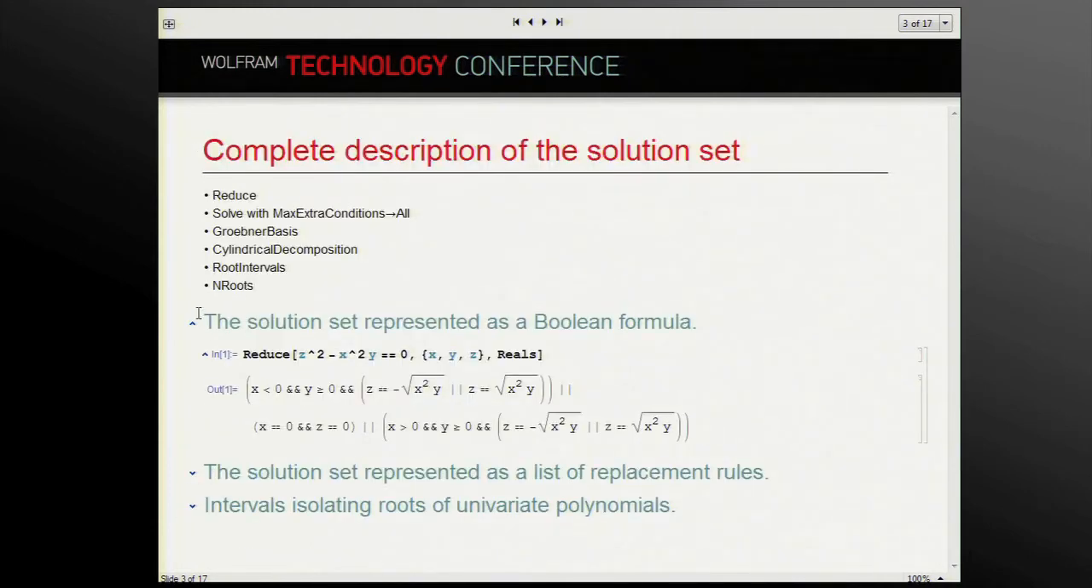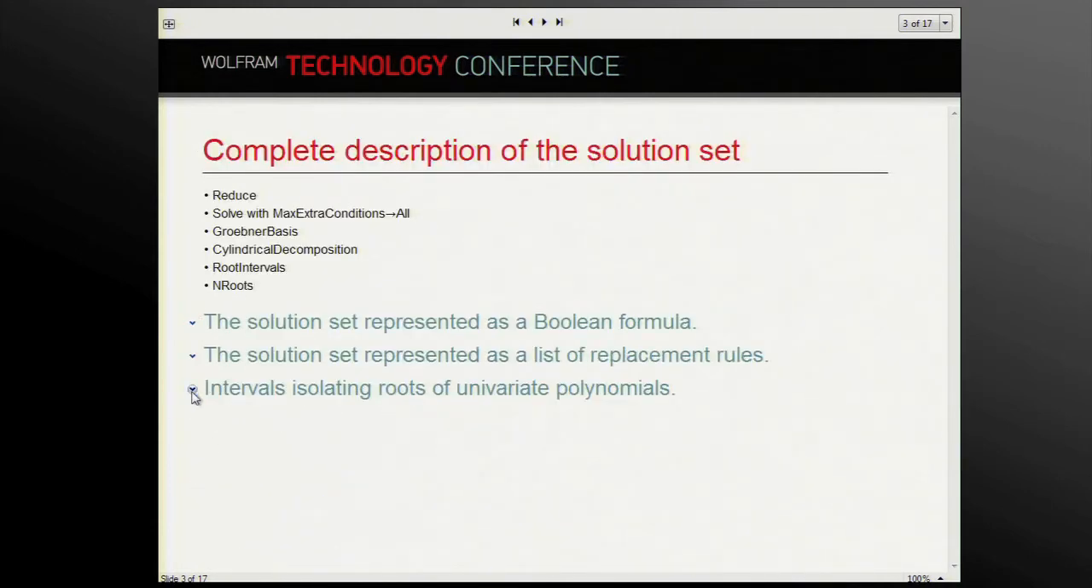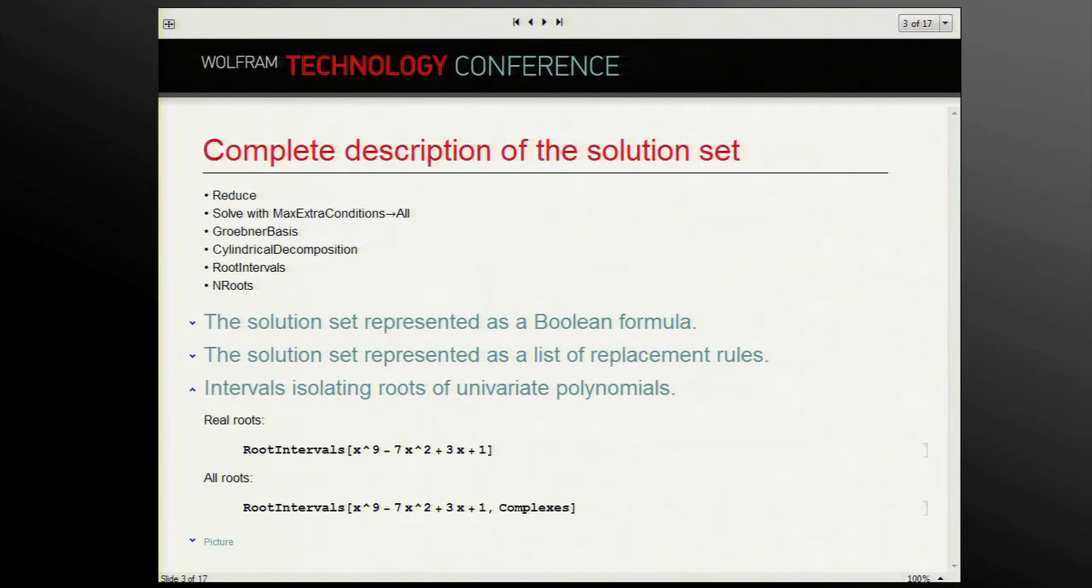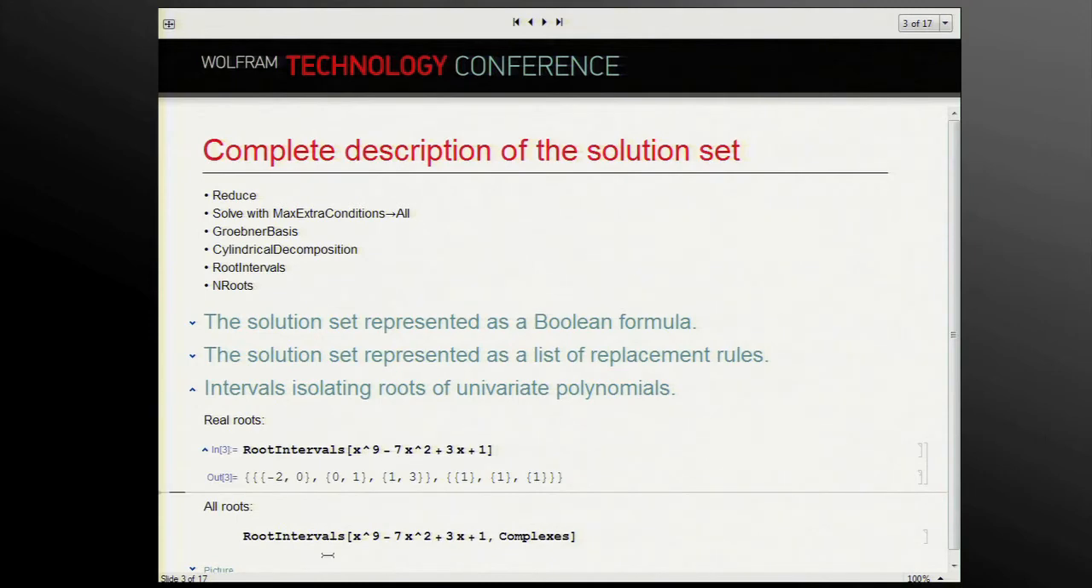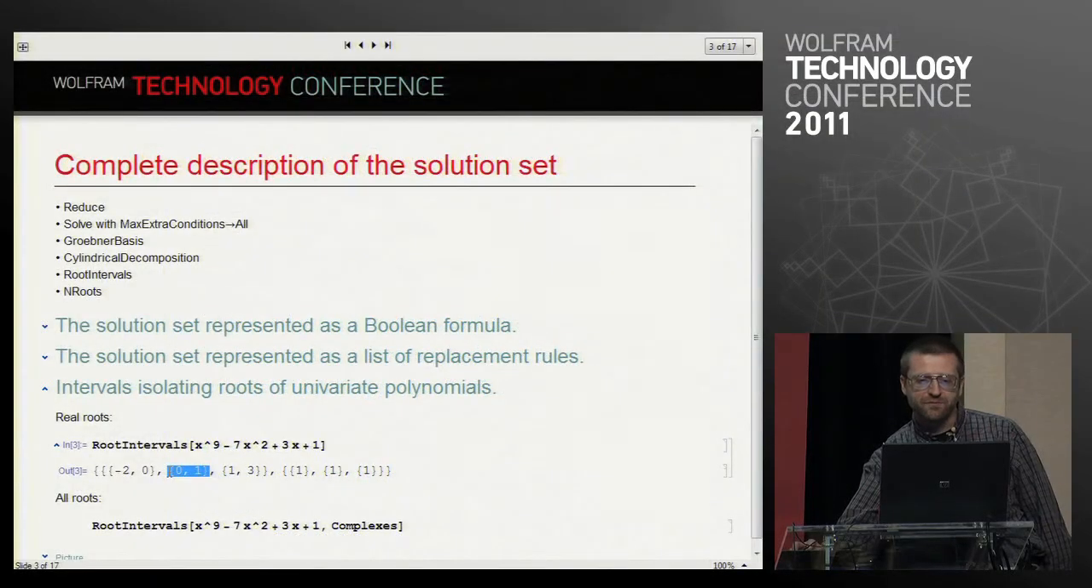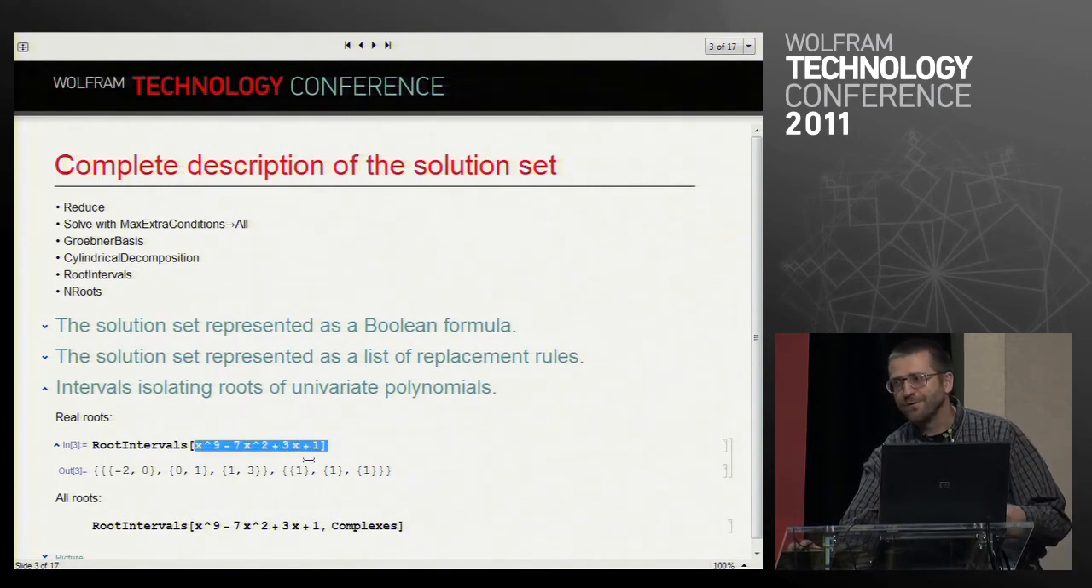And finally, we get intervals isolating roots of univariate polynomials. So we get a set of intervals represented as pairs of endpoints. And in each of those intervals, we have exactly one point. And this list here just tells us which polynomial has a root in this interval. We might have used a list of polynomials here, so that would indicate which polynomial has a root in the given interval.